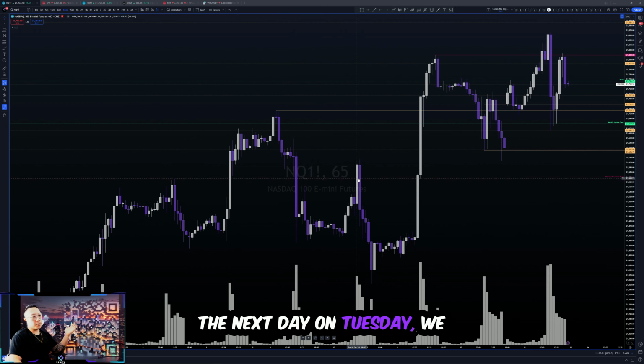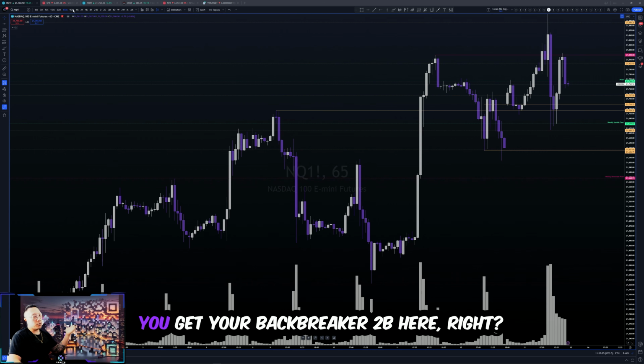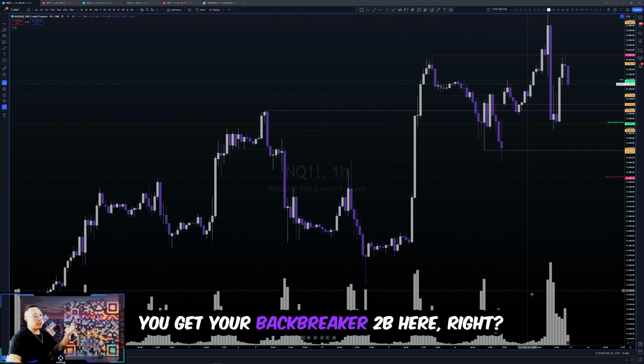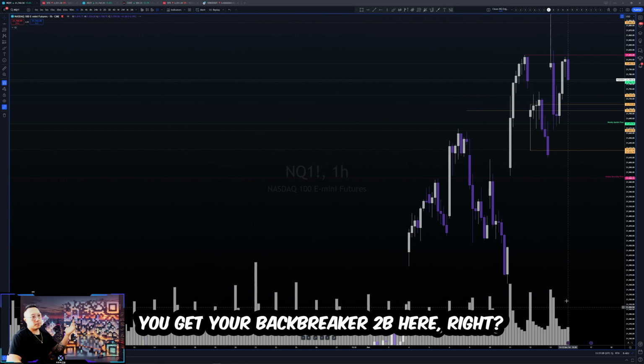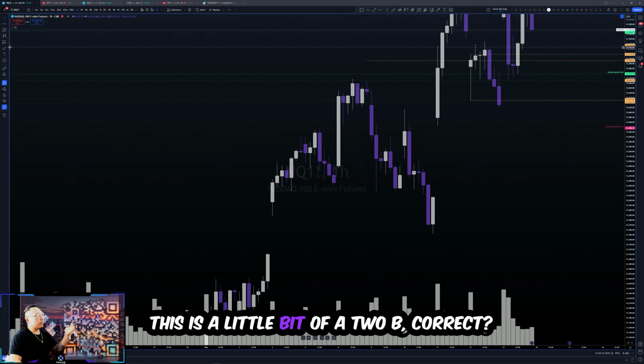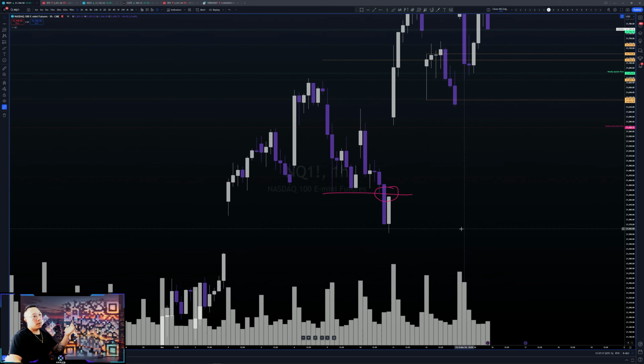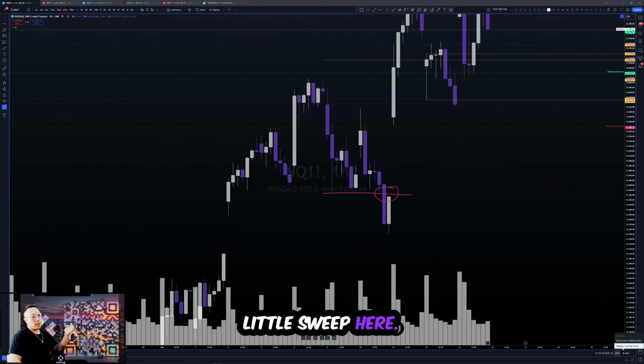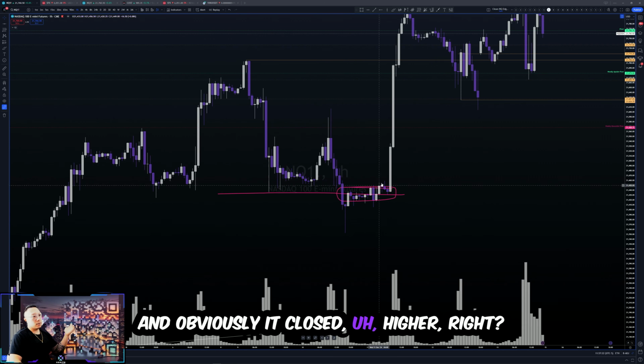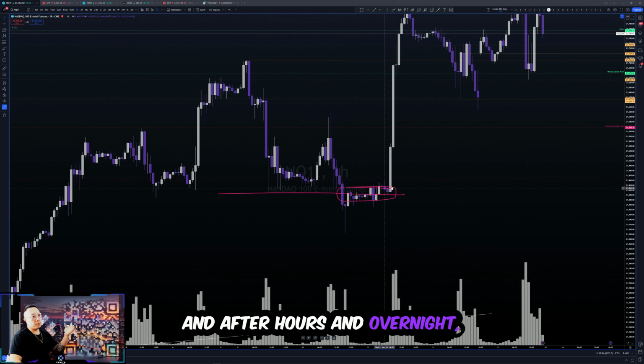The next day, on Tuesday, we continued lower and made a new low. You get your backbreaker 2B here. This is a little bit of a 2B, correct? A little sweep here, and obviously it closed higher, right? And after hours and overnight.